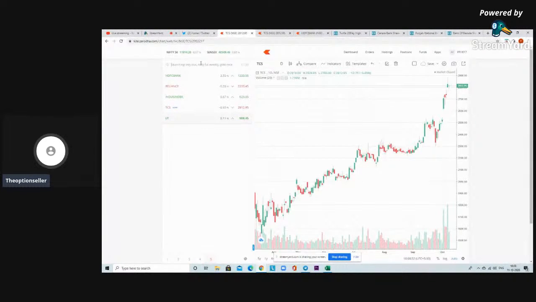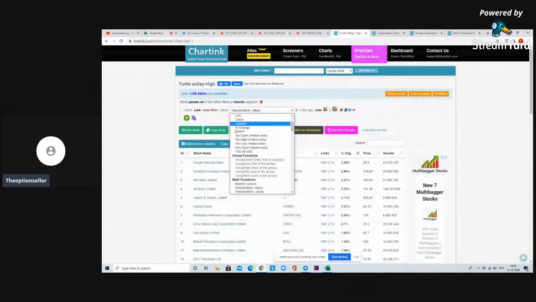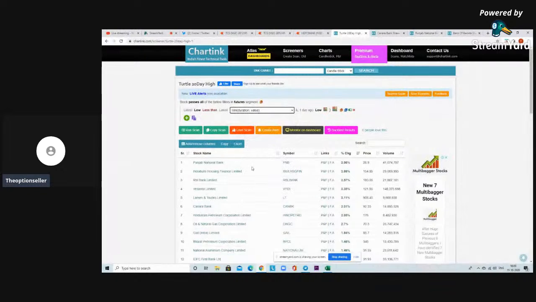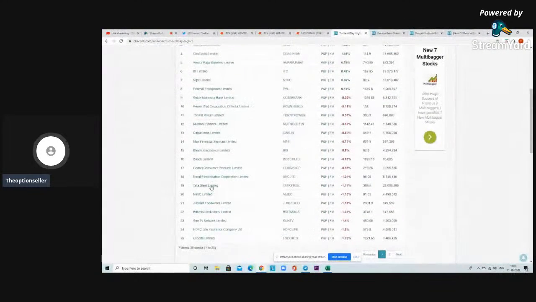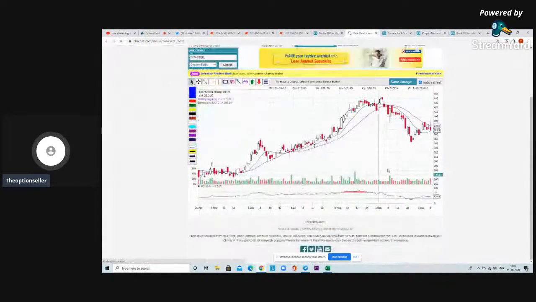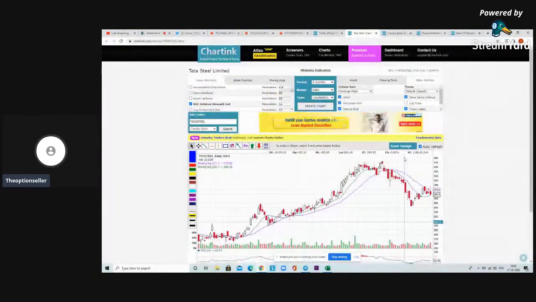Yeah, I mean, I think we should use minimum. You're right. If I change the code to minimum, then it will show me the right result. So for example, Tata Steel, here it has broken previous 3 days lows and closed below it. So this is how you scan the stocks.